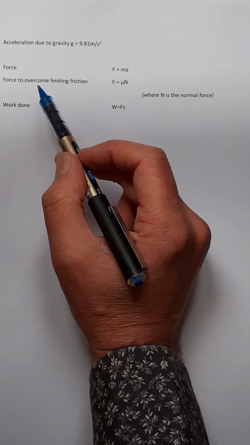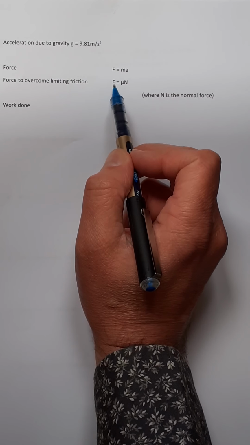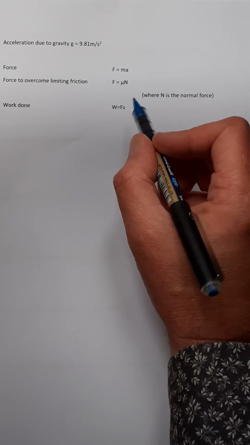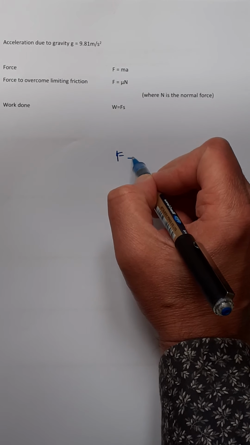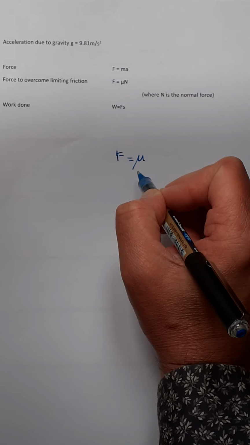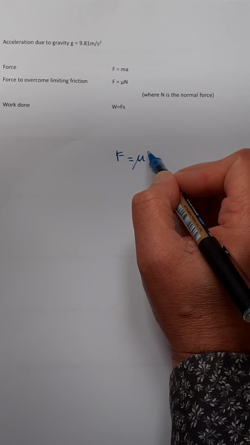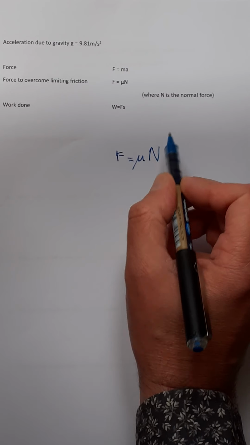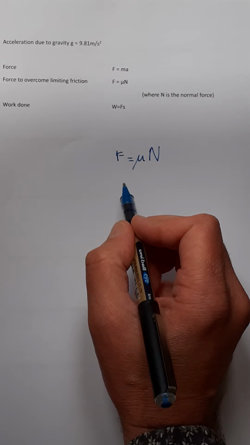Force to overcome limiting friction, F equals mu N, this kind of U shape. It's a Greek letter mu, and it stands for the coefficient of friction in this case. And then N is the normal reaction or the normal force on an object.